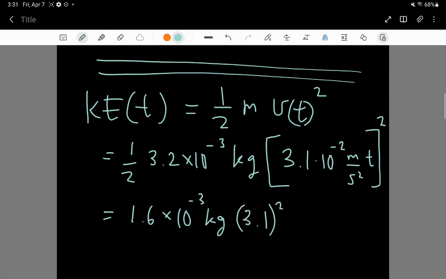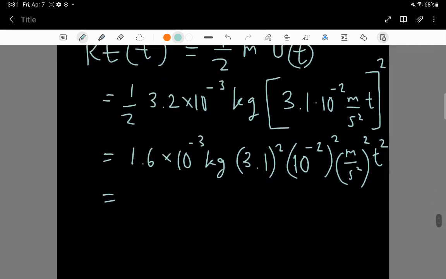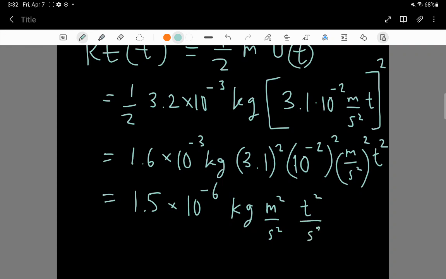3.1 gets squared. The 10 to the minus 2 gets squared. The meters per second squared gets squared, and the t gets squared, right? Everything gets squared. And when all the dust settles and you finish running your calculator and you multiply all these details together, you get about 1.5 times 10 to the minus 6, and then you're going to get kilograms, meters squared per second squared, and then t squared over seconds squared.